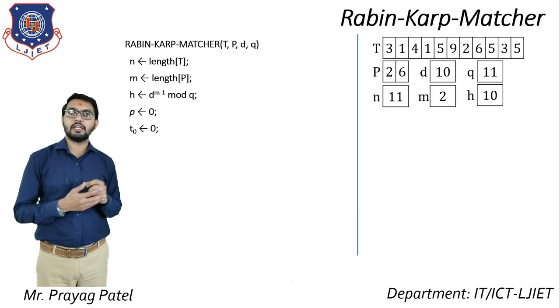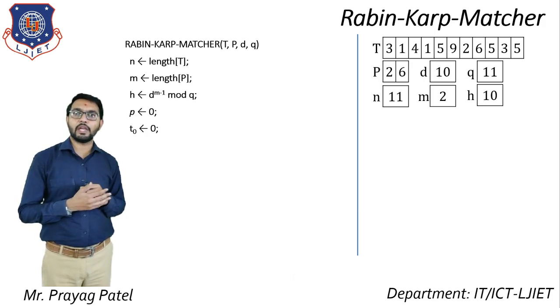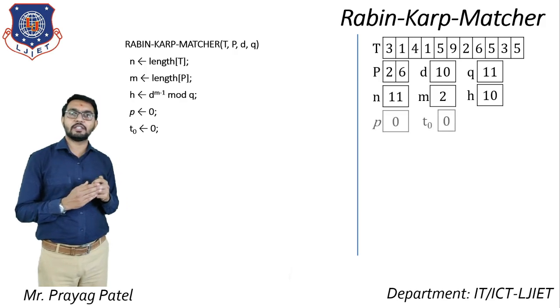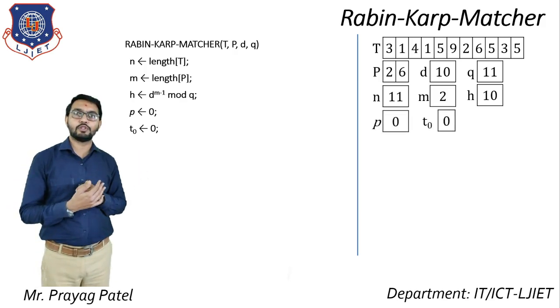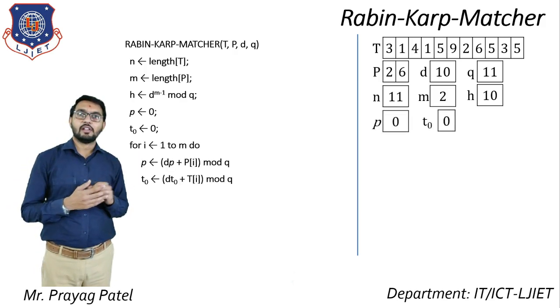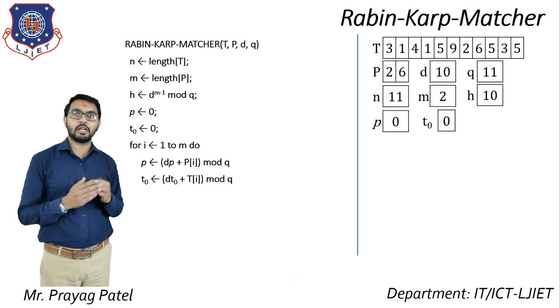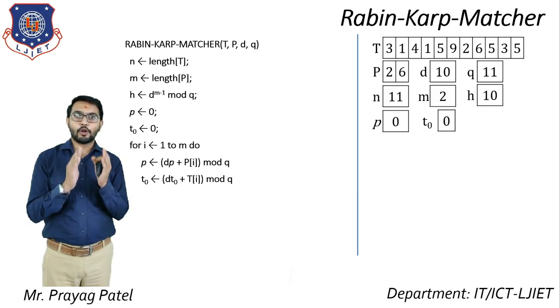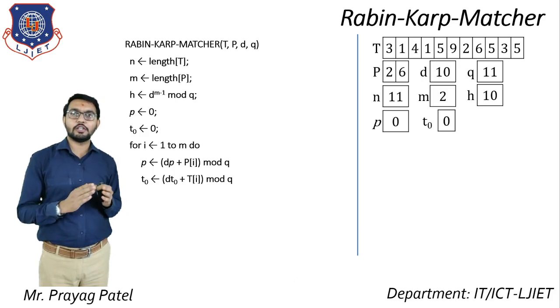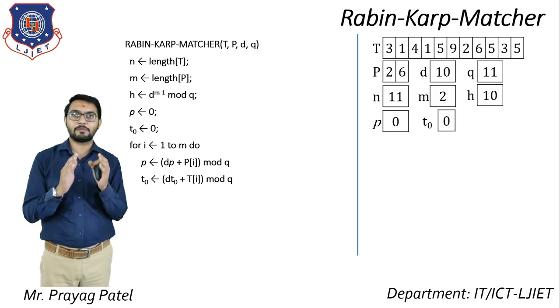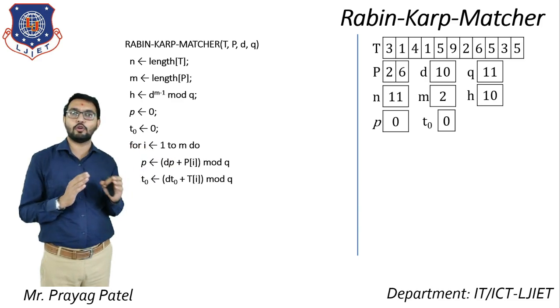Now consider the P and T0. P initially 0 and T0 initially 0. Here consider the initial value for P and T0 equal to 0, 0. After that find the new value of P and new value of T0. So here consider P means modulo of your pattern and T0 means initially modulo of your initial text, means first two digit 31 modulo 11.